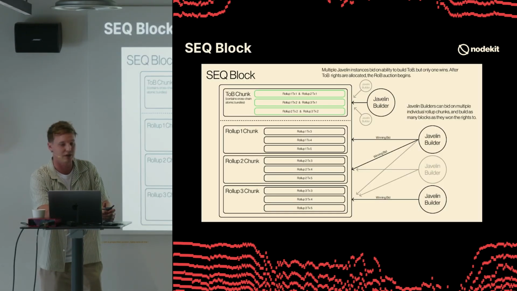The Seek block itself works through having a top of block chunk and rest of block chunk. So there are multiple Javelin instances, that's our super builder, and they bid on the ability to build the top of block with one winning. And then after that bidding is done, the top of block rights are allocated and the rest of block auction begins. Javelin builders can bid on multiple individual rollup chunks and build as many blocks as they won the rights to.